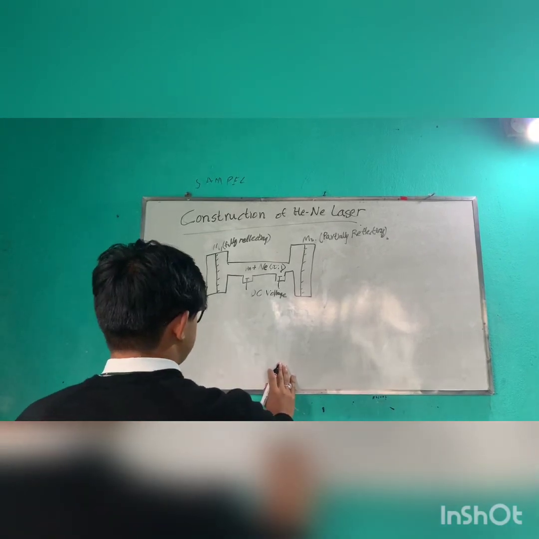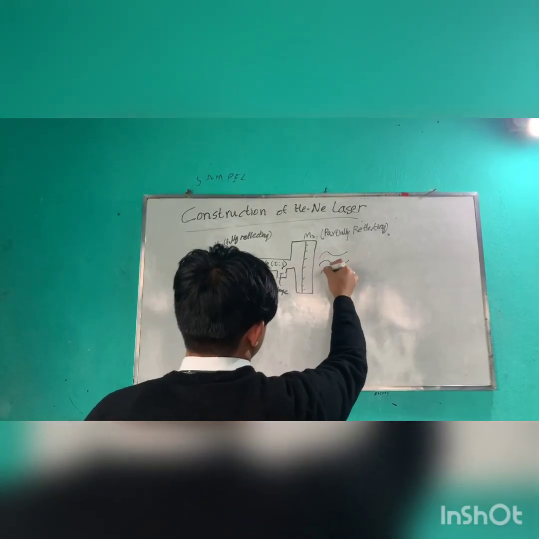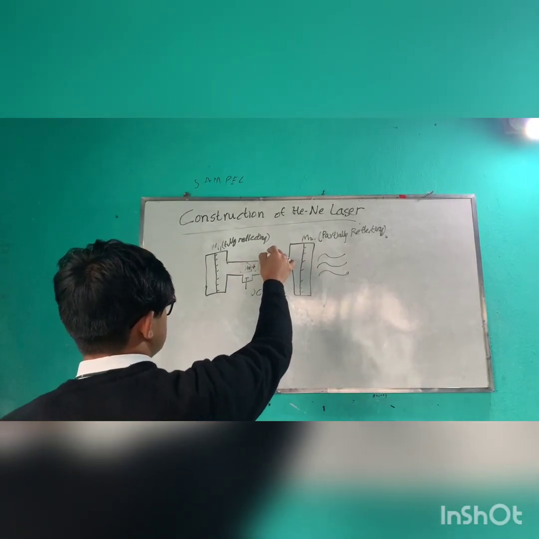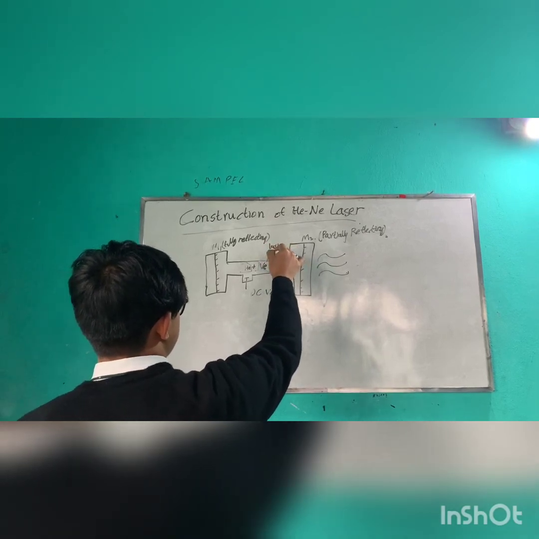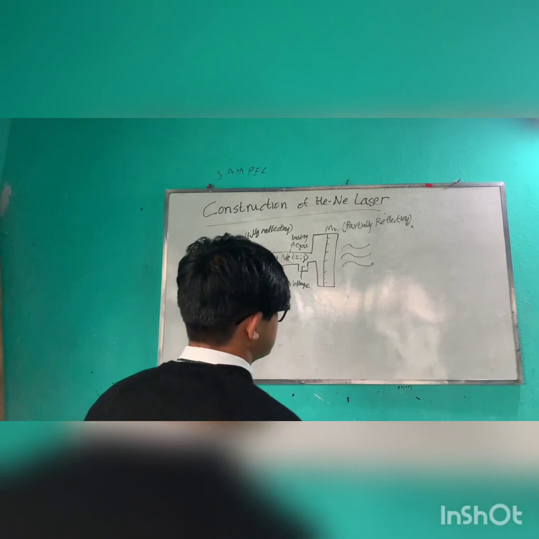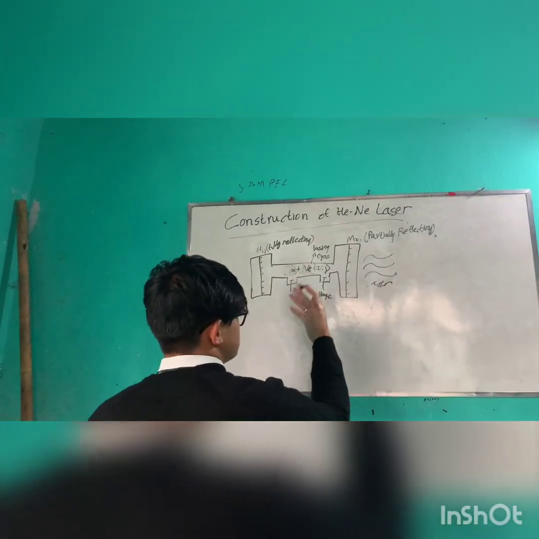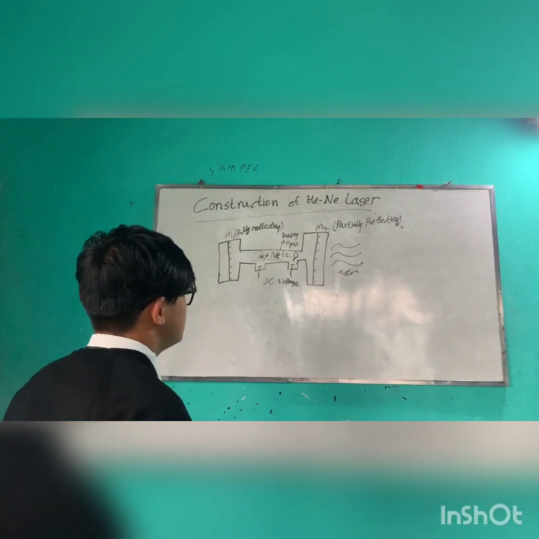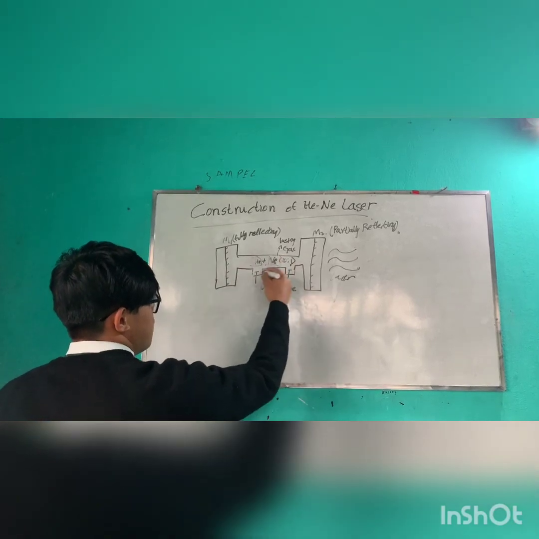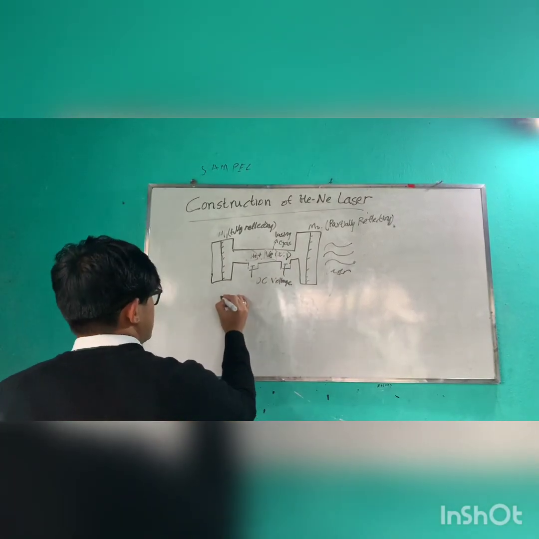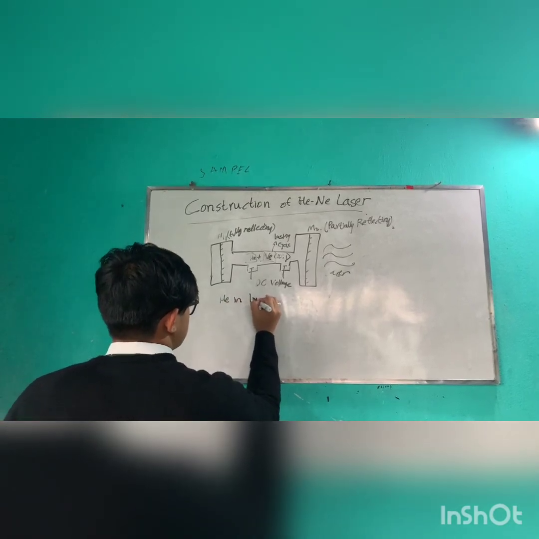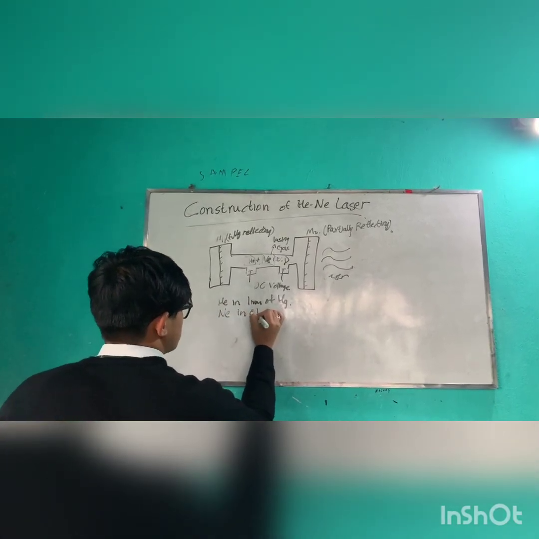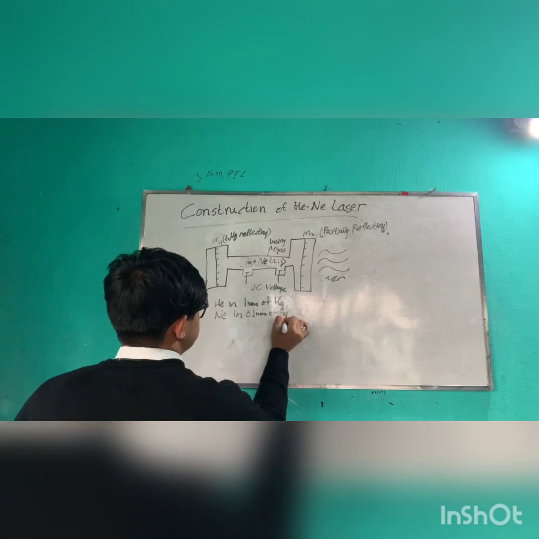The laser beam which is being produced is not due to helium, but due to neon. Hence neon is known as the lasing gas, because the laser being produced is because of neon. In this narrow discharge tube, helium is at 1 mm of Hg pressure, whereas neon is at 0.1 mm Hg pressure.